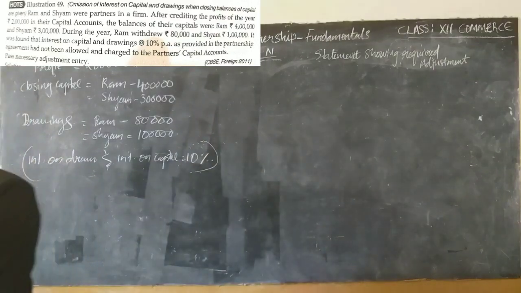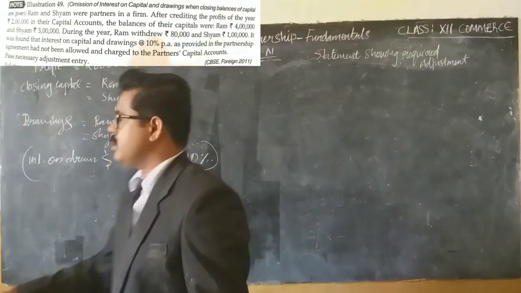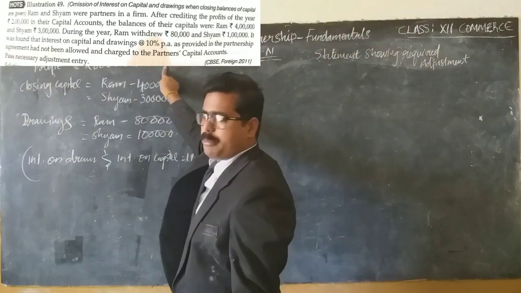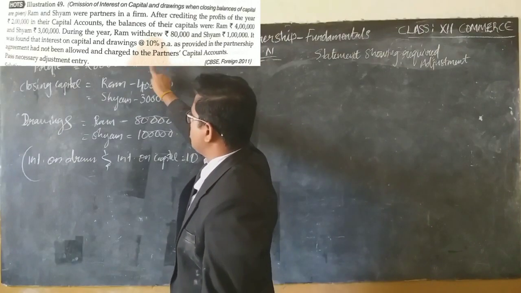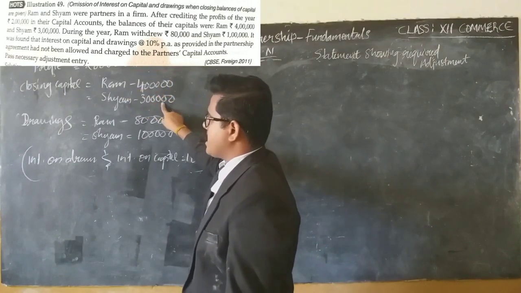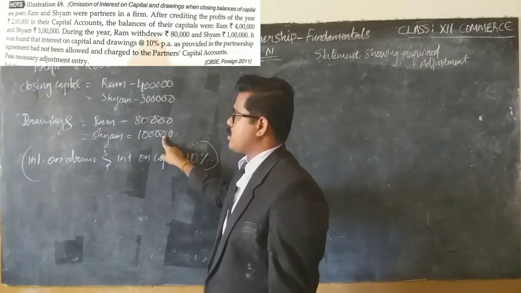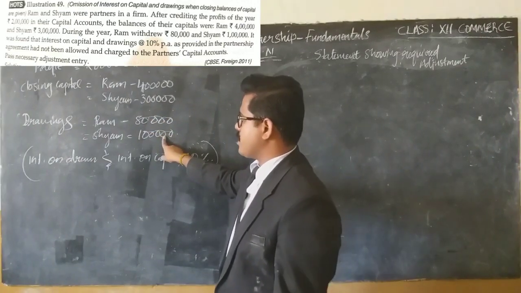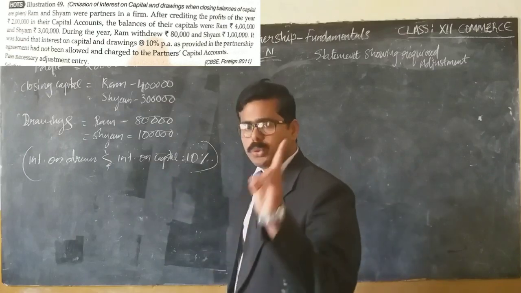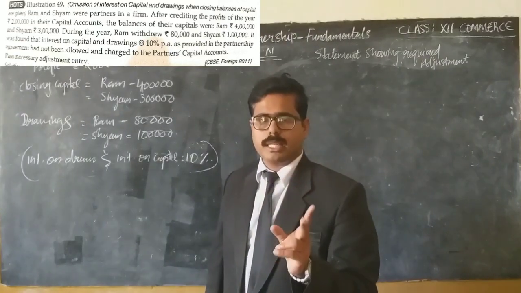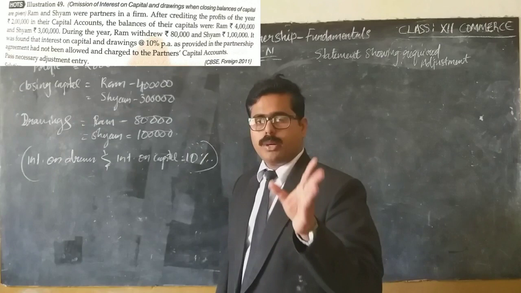Okay, so let's do the question. What are the things given? First one, profit is given. Profit for the year is given, 2 lakh rupees. Then closing capitals of partners are also given. Next one, drawings given. Ram 80,000, Shyam 1 lakh rupees. Then two things they forgot. What are the two things they omitted?